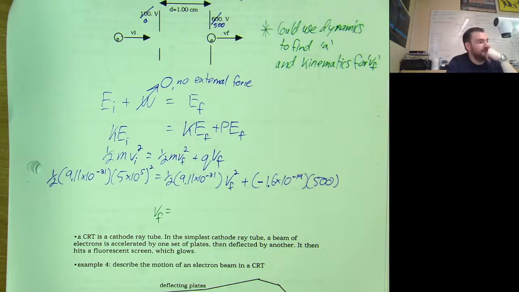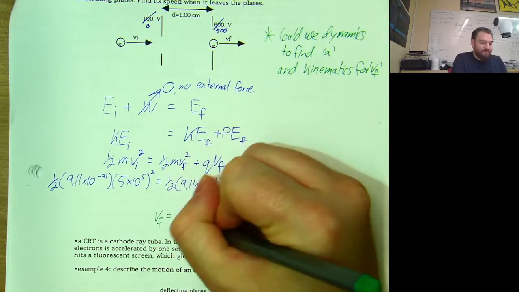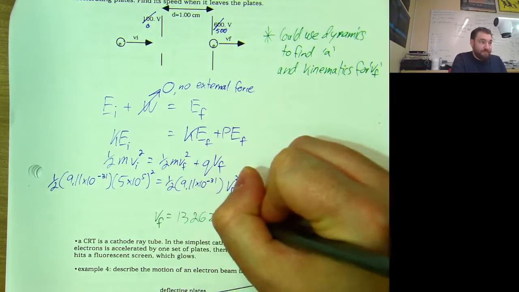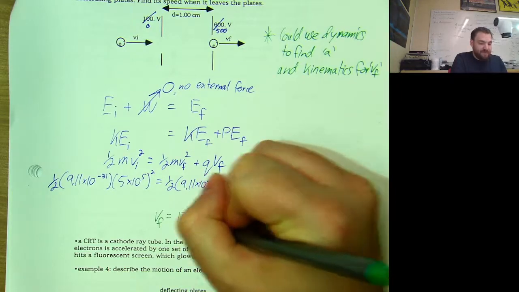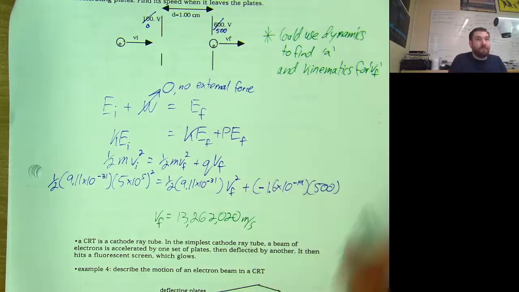You have more digits than that? Oh, yeah. Go. 13,260,000. Can someone verify? Same answer? Sweet.